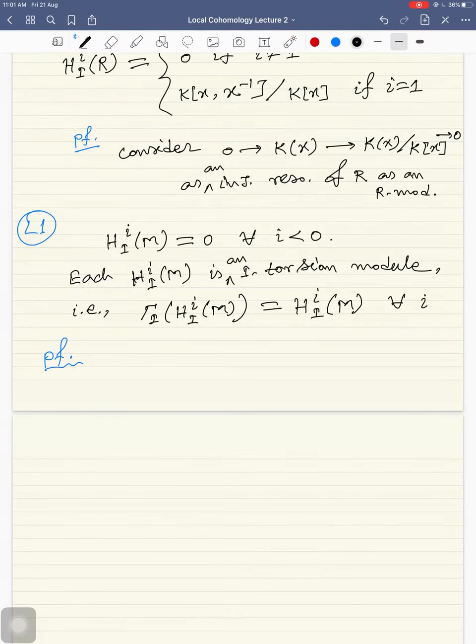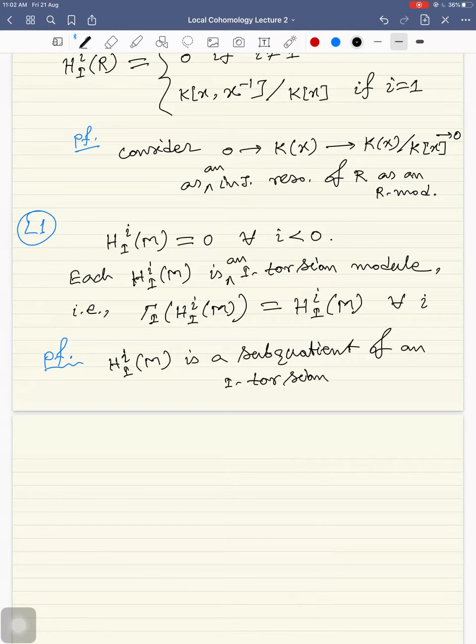So this H^i is a subquotient of an I-torsion module. What is that? It is just gamma I of E^i, the ith injective module in the injective resolution. Since this is a subquotient of this I-torsion module, this is also an I-torsion module.